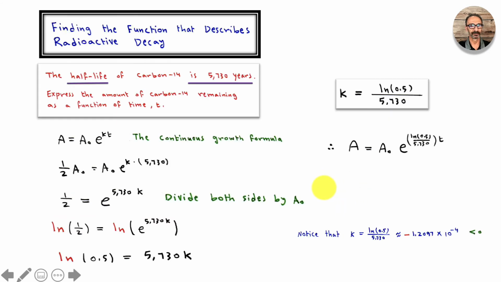Okay, more notes. Finding the function that describes radioactive decay. Same idea, like half-life. The half-life of carbon-14 is 5730 years. It takes that long to go to half the amount, to become half of it. Express the amount of carbon-14 remaining as a function of time t. Okay, let's take a look.